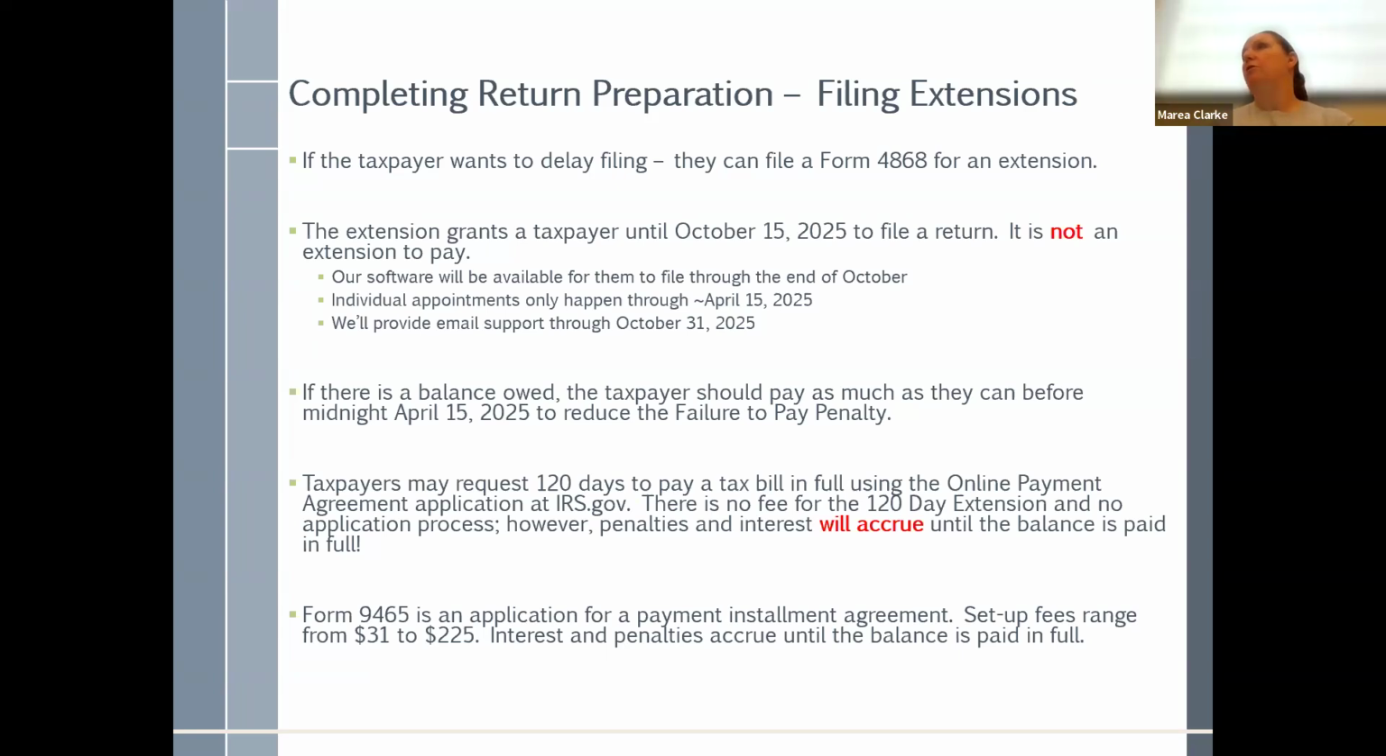If they do owe money, we would encourage them to pay as much as possible, just to reduce the amount of penalties and interest that they're going to owe. There's an online form that they can use to request a payment agreement. Basically, depending on how much extra time they want, they will pay a little bit or pay more.